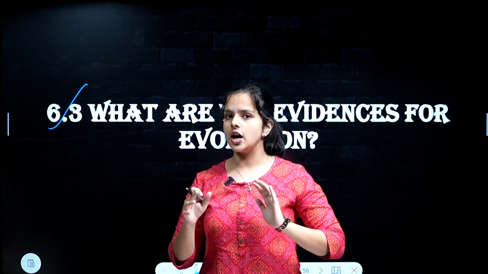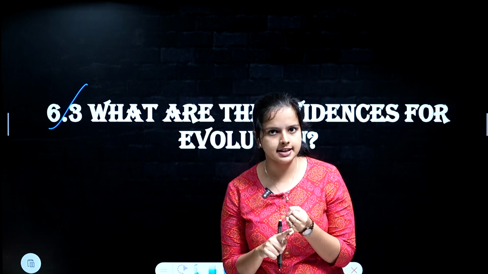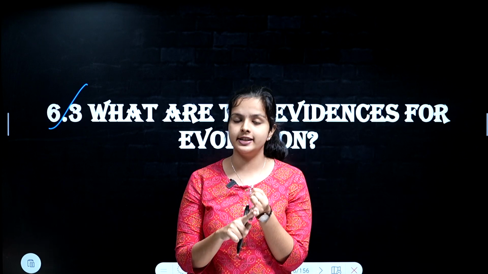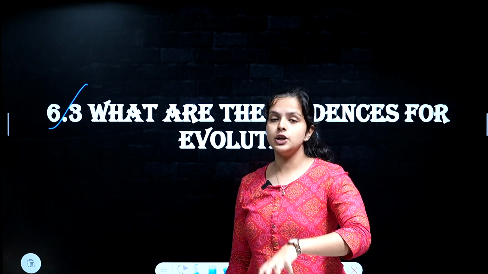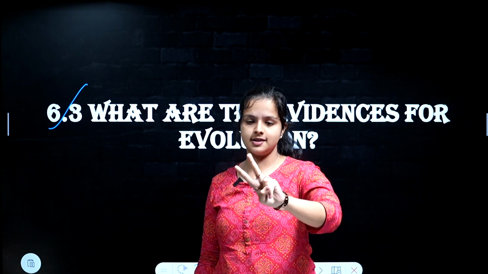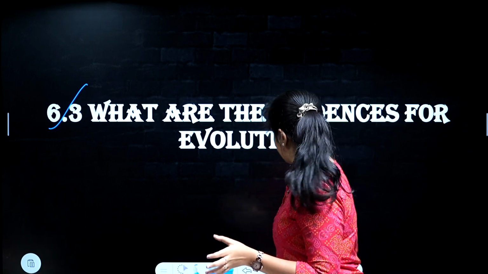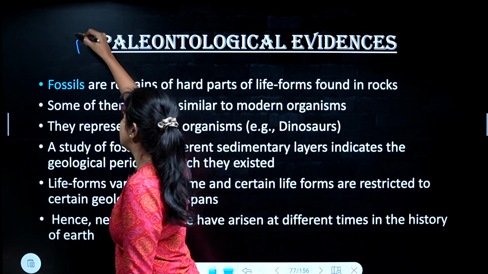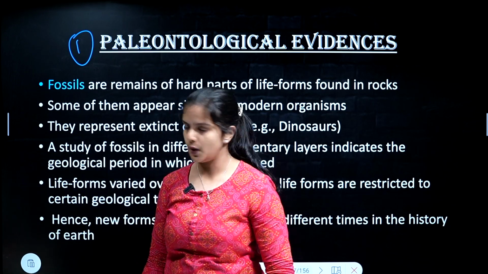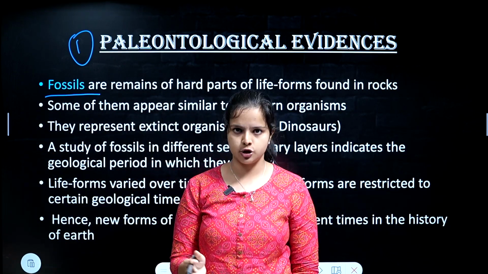In this section, you actually have to learn about a lot of different evidences. You have paleontological evidences, embryological evidences, morphological evidences, anatomical evidences, and a lot more. In this video, I will be discussing the first two, which are the paleontological and the embryological evidence. They are very small topics. So what do you mean by paleontological evidences? This is the first type of evidence that you have. It's nothing but fossils. Evidences that we obtain from fossil records are known as paleontological evidences.